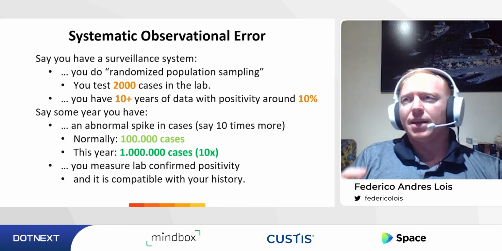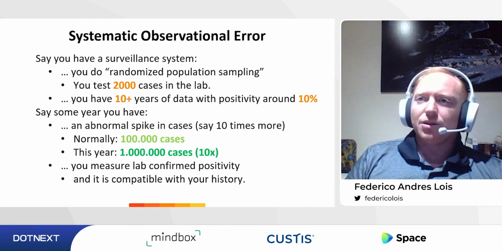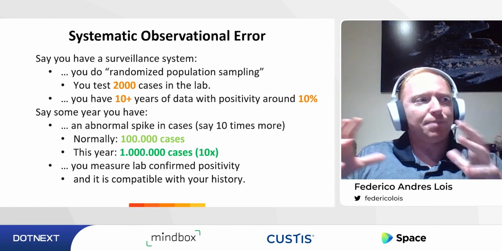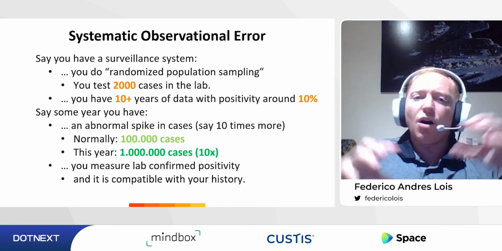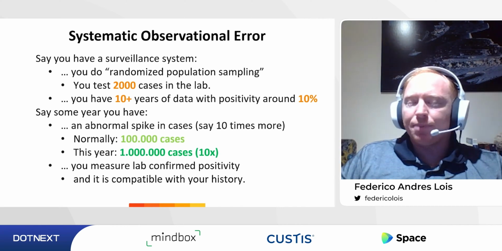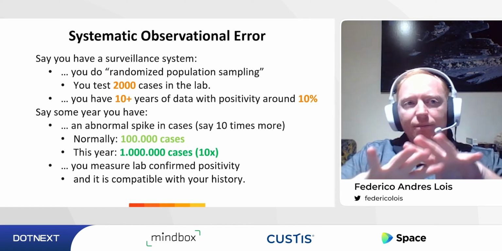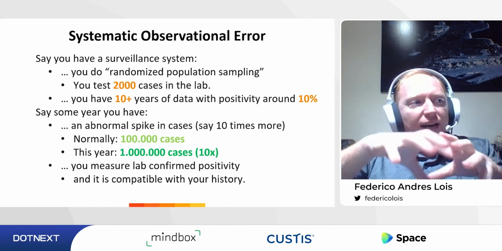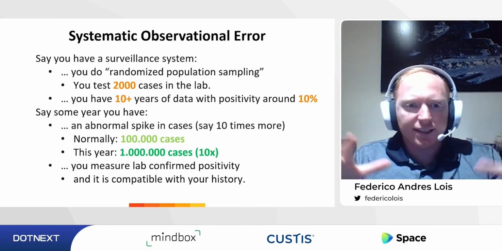A surveillance system is something that you do if you want to, for instance, track influenza. So you have these hospitals that are working as surveillance places. So you always measure at the very same place. You always measure in the same randomized way. So you actually get a randomized population sampling. So you choose people along the space in such a way that you are able to have a clear representation of the entire location that you're studying.